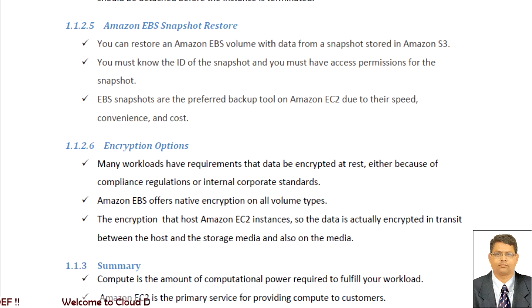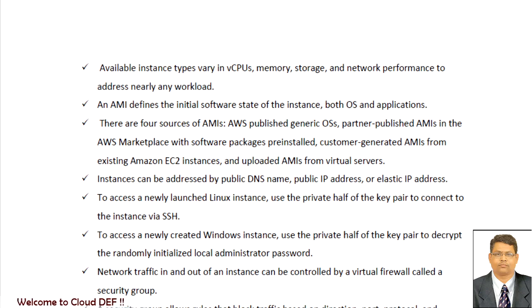1.1.3 Summary. Compute is the amount of computational power required to fulfill your workload. Amazon EC2 is the primary service for providing compute to customers. The instance type defines the virtual hardware supporting the instance. Available instance types vary in vCPUs, memory, storage, and network performance to address nearly any workload. An AMI defines the initial software state of the instance, both OS and applications.